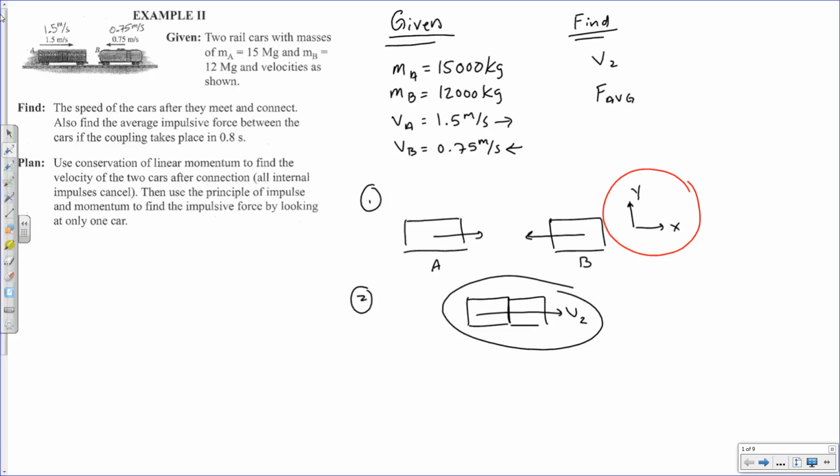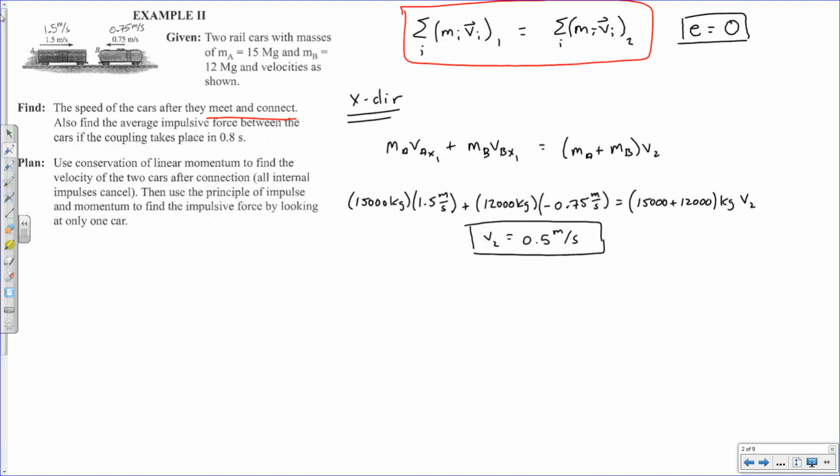Now, if I had drawn it to the left, I would have put a negative v2 into my equation here, and I would have found out that v2 was a negative 0.5. That doesn't mean that it's pointing in the negative direction. It just means that the velocity direction that I had chosen for my diagram was opposite the actual velocity that the cars were moving in.